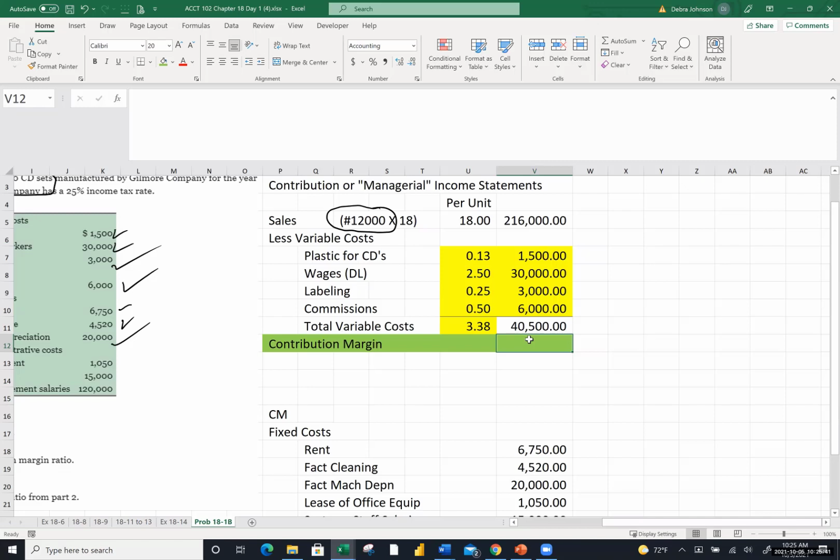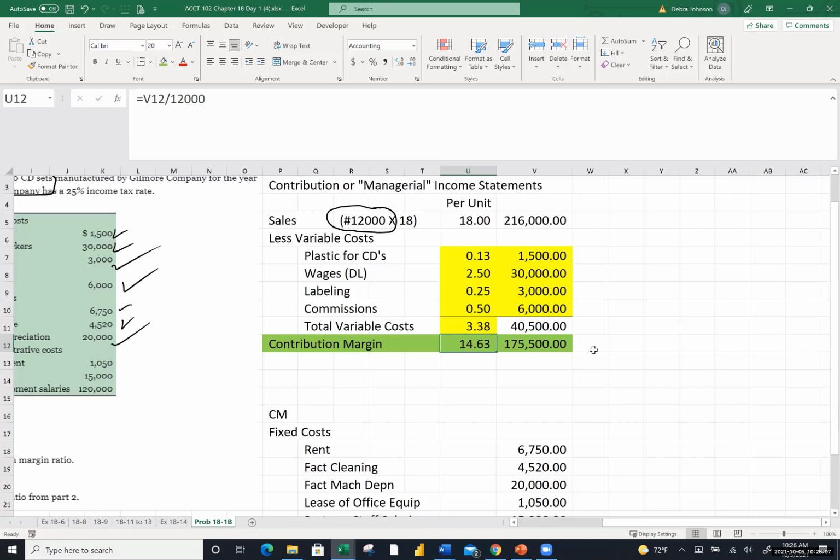I'm going to do it in dollars first. That's the sales less the variable costs. Okay, sales less the variable cost. So I'm going to do it in dollars. I'm going to do it on a per unit basis. Okay, and there might be a little half-cent rounding issue.